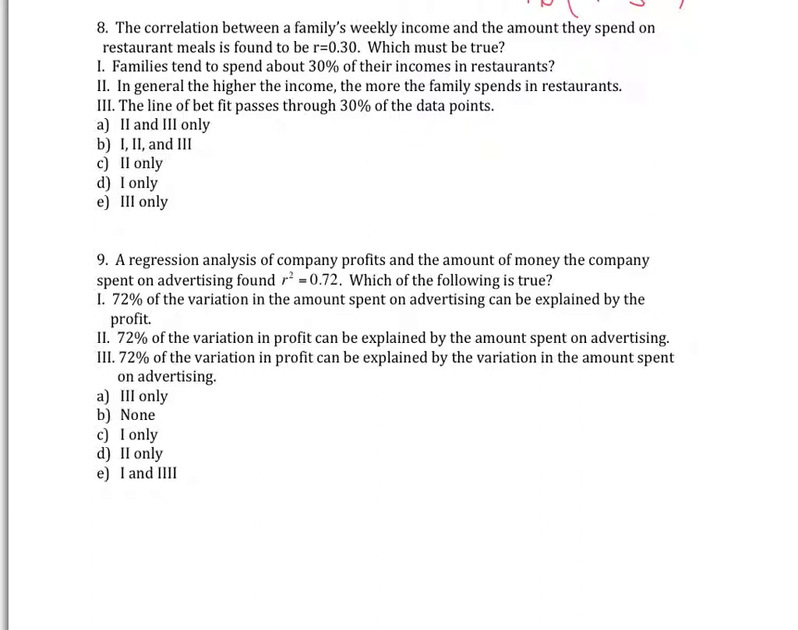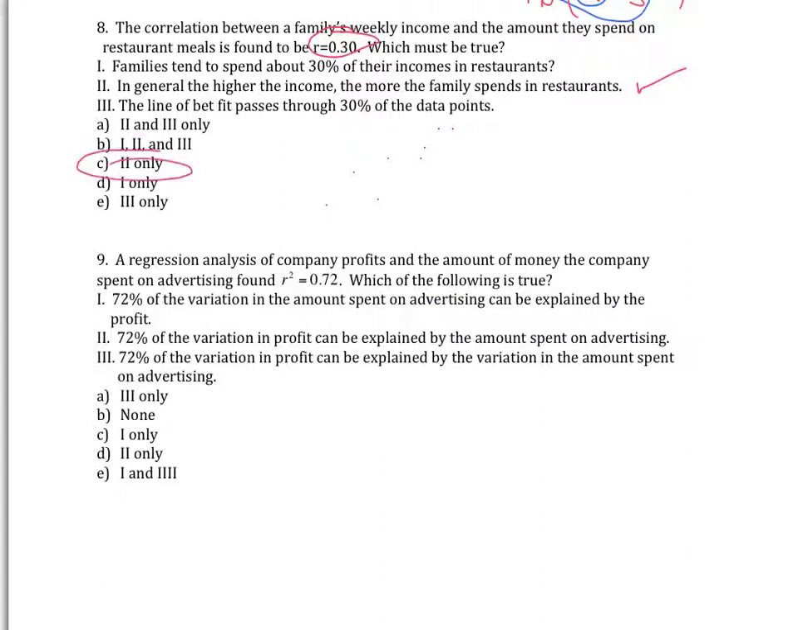The next question is looking at the correlation coefficient and what it means. They're telling you that R is equal to 0.30. Does that mean that families tend to spend 30% of their income in restaurants? Absolutely not. The fact, though, that R is positive means that there's a positive association, so the higher their income, the more the families will spend. The last one, the line of best fit will go through 30% of the data, is just silly. We've never talked about what percentage of points the line will go through. So the answer on this one would just be choice 2, which is C.